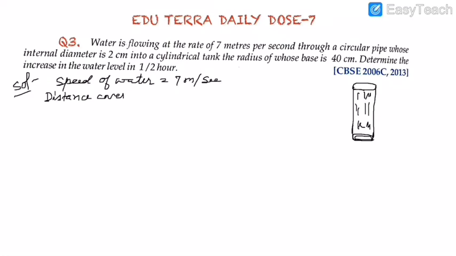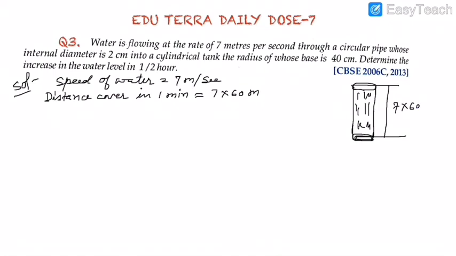So distance covered in 1 minute. We are now going to change. So in 1 minute equals to 7 into 60, because 7 is in 1 second. So for 1 minute multiply by 60. So it is the height of a cylinder formed by the water. Now for volume, the base is pi r square and the height is the distance covered in 1 minute. So it is the height.